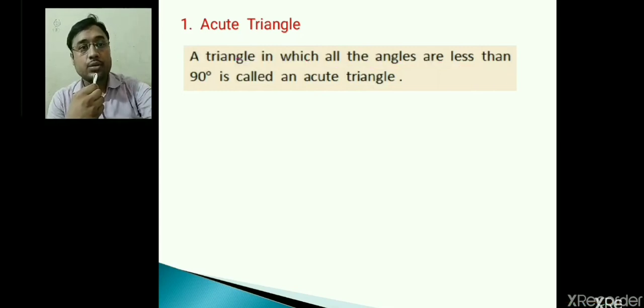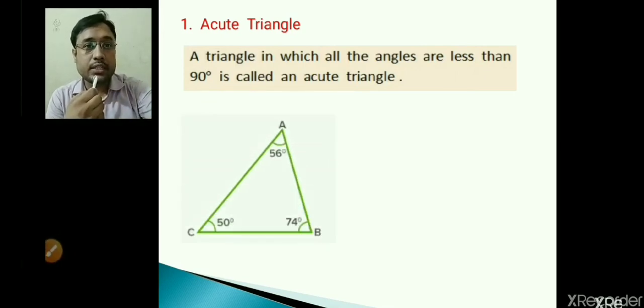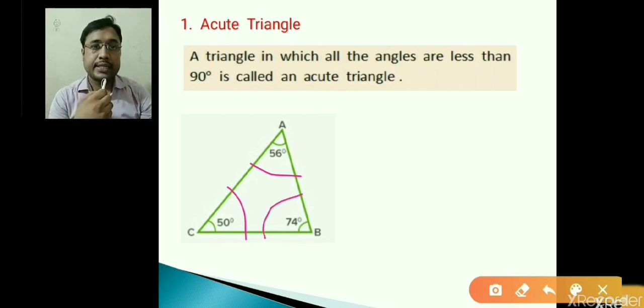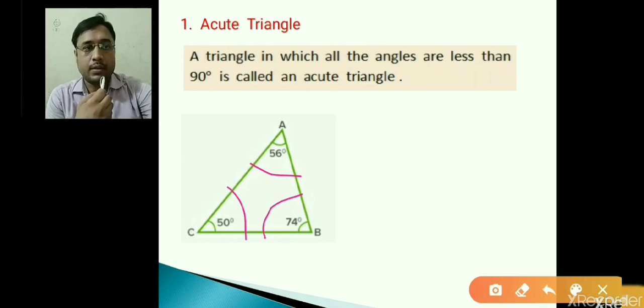then you will say that the given triangle is an acute triangle. Here in this diagram you see angle A is 56, angle C is 50 and angle B is 74. So all the angles are less than 90 degrees, and angles less than 90 degrees are called acute angles. So we can define it in this way also: if all three angles of a triangle are acute angles, then the given triangle is called an acute triangle.